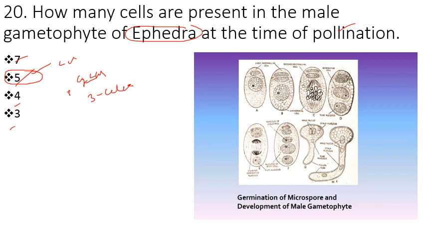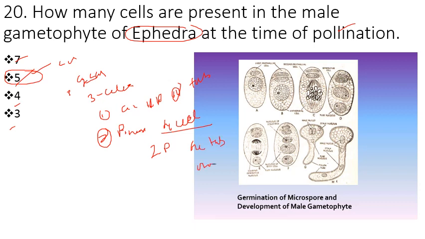Out of 3 cells it contains 1 generative cell, the other one is prothallial cell, and the third one is the tube cell. While in case of Pinus, this pollination occurs at 4 cell stage, means the male gametophyte is at 4 cell stage. Out of these 4 cells, 2 are prothallial cells, 1 is the tube cell, and the other one is generative cell. So we can remember this. In Cycas, this pollination occurs at 3 cell stage, in Pinus it occurs at 4 cell stage, and in Ephedra it occurs at 5 cell stage.